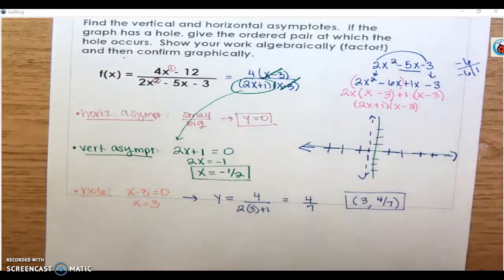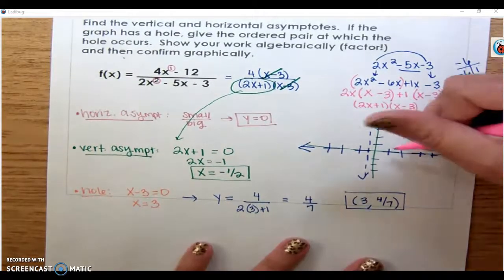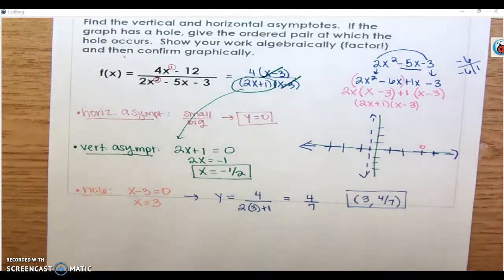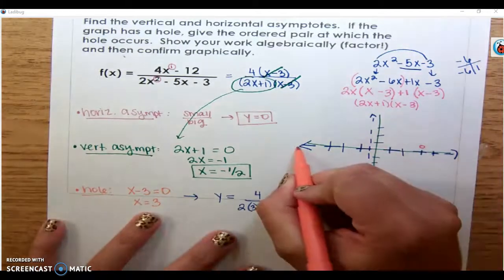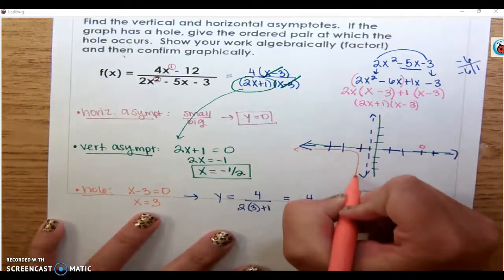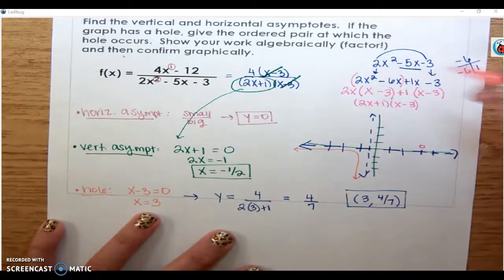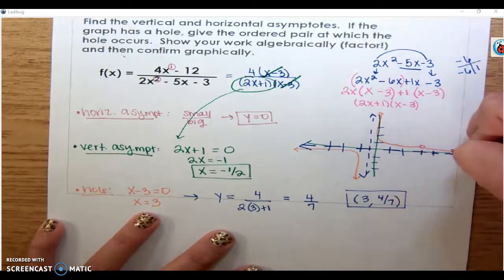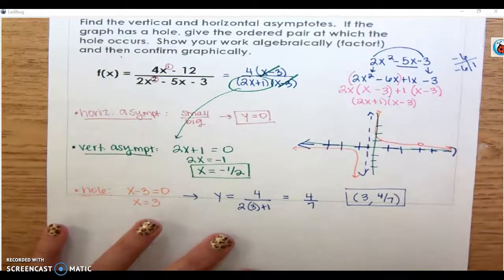At 3, 4/7. So 3 and then about halfway. So if we draw in our graph, and if you do a graph on your calculator, you can see this. You're going to have this curve here, which gets close to your horizontal asymptotes. And then you have a curve that goes through your hole and gets close to your asymptotes as well there.